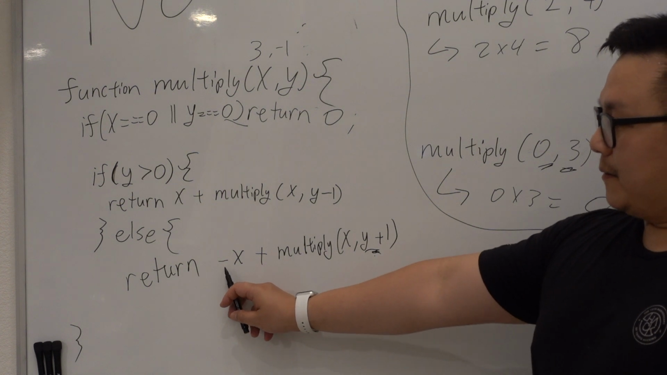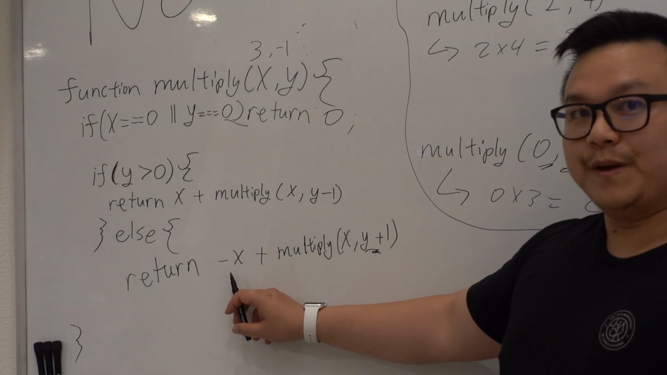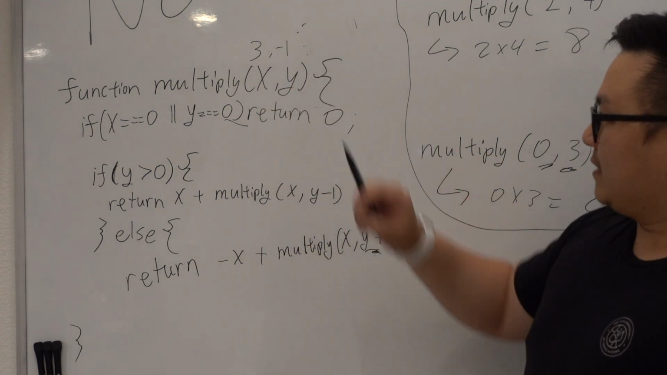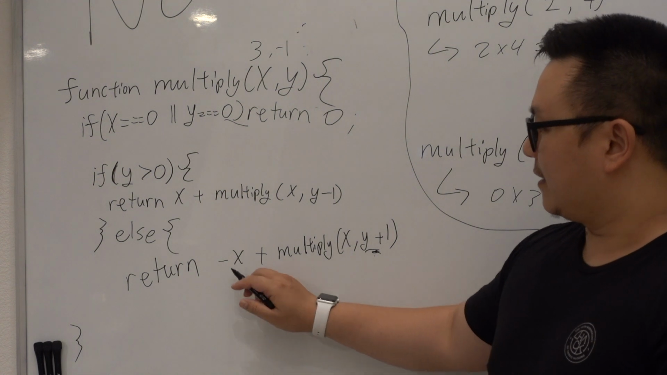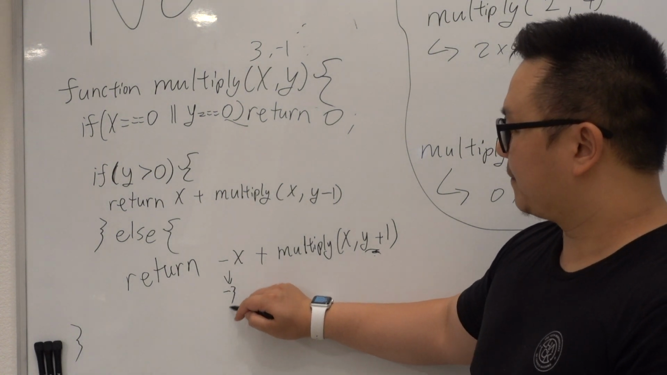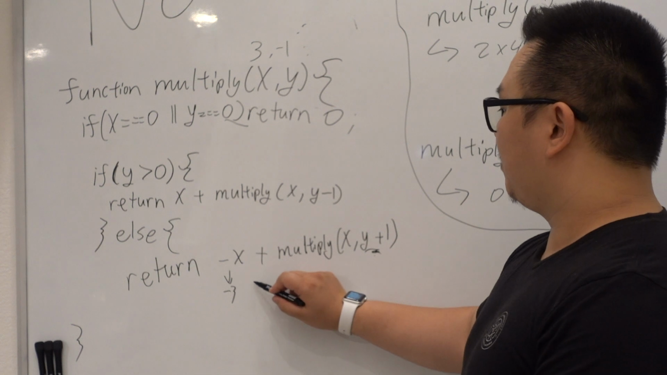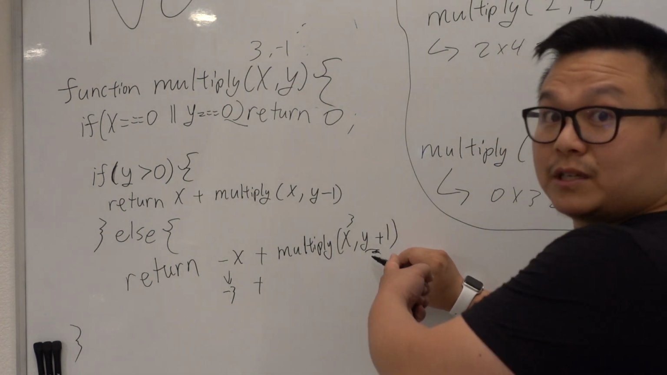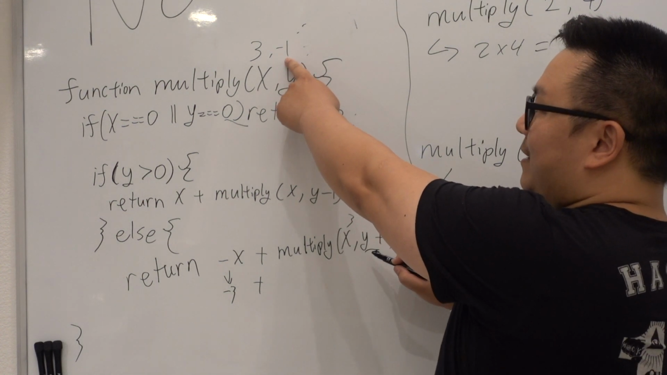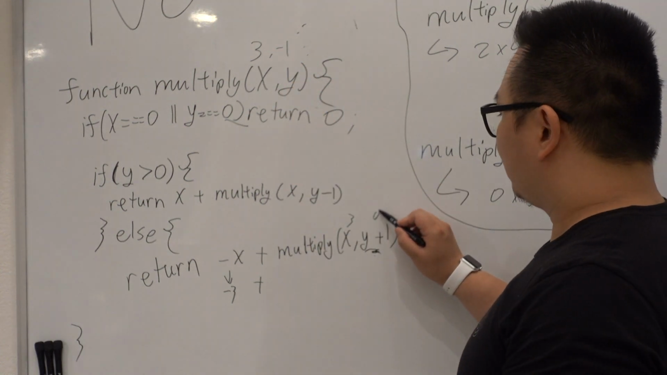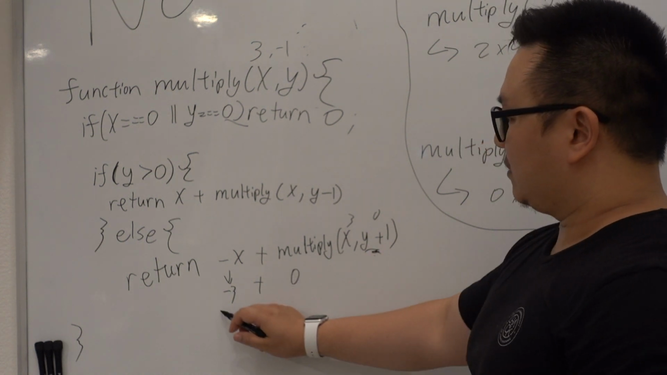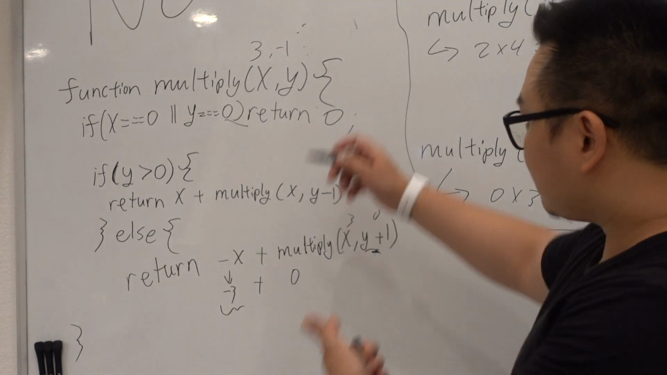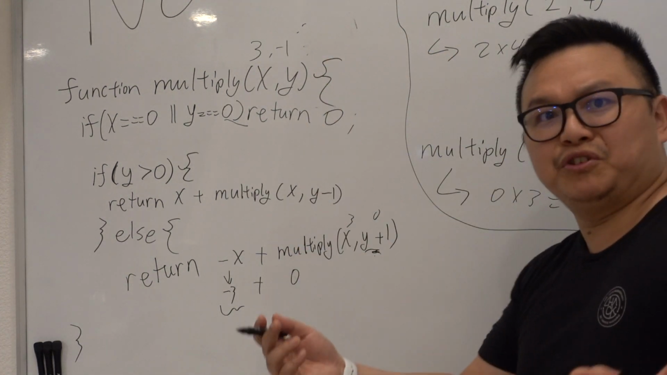And we return negative x because it will be a negative number. So in this case, if x is 3 and y is negative 1, this evaluates to negative 3, right? Plus multiply 3 and y plus 1. Now, y plus 1, negative 1 plus 1, is 0. So this evaluates to 0. So now you have negative 3. Let's check if it works if y is negative 2.